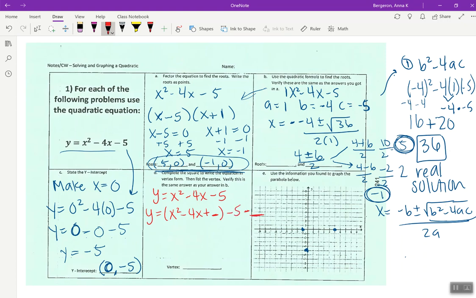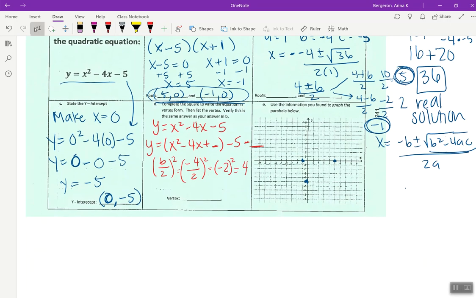And then to figure out what we fill in those blanks, we did b divided by 2, and then we squared it. So I would have negative 4 divided by 2, which would give me negative 2. Negative 2 squared gives me positive 4. So that would give me y equals x squared minus 4x plus 4 minus 5 minus 4. So that's where I put both those 4s in my blank.